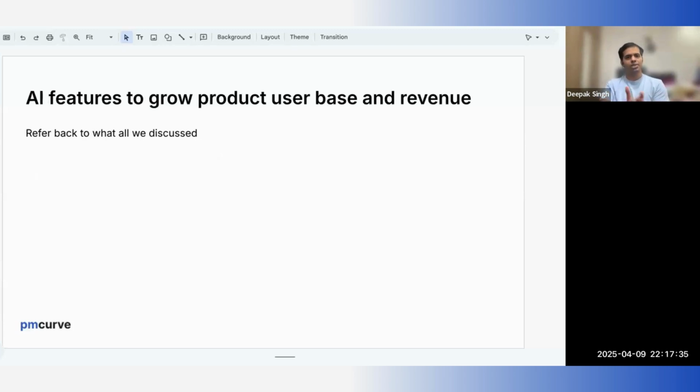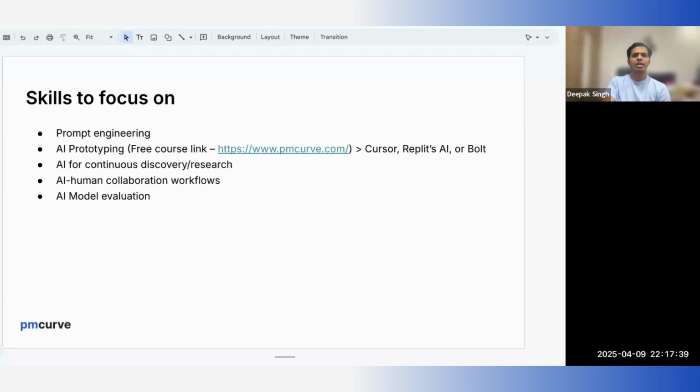Right. And third is use AI to grow product user base and revenue. And this is everything that we discussed. So overall, if I have to sum up this session to say what are the skills that you should be focusing on broadly, the first is, of course, prompt engineering, which is how do you write prompts?